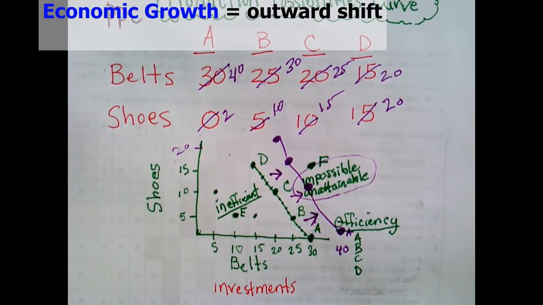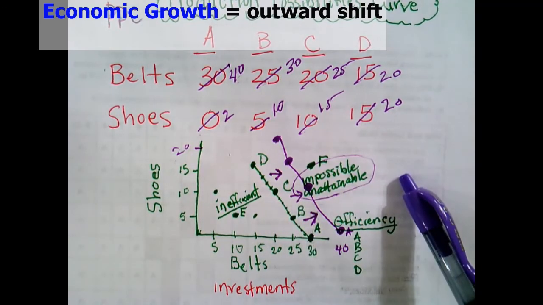We were able to have more human resources. We may have hired more workers. We were able to buy more machinery, more technology, and more investments in education, increasing human capital, right? Now, you need to know that for the test. Increase of resources is always going to result in an outward shift.